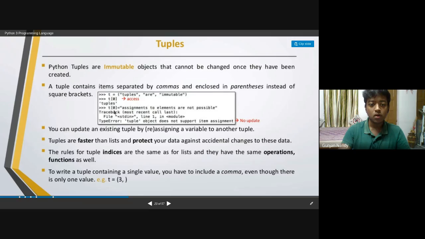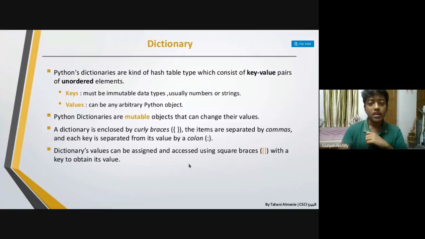So if you are assigning any values to T0 that already has been assigned as tuples, you cannot do that. So it will throw an error. So tuples are faster to protect your data against accidental changes because these are immutables. So the tuples have the same methods, operations, and functions that we had for the lists.